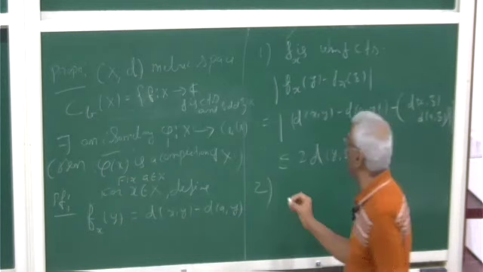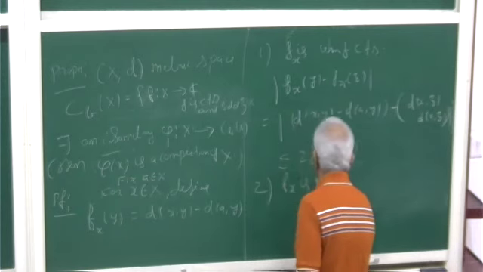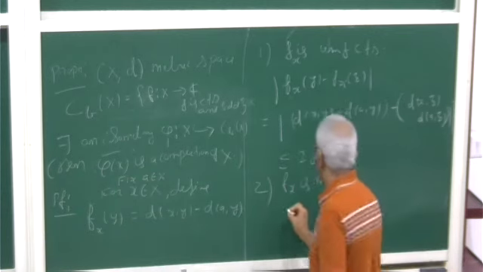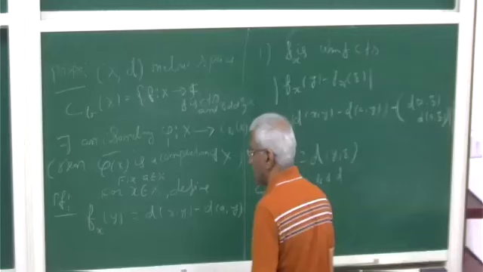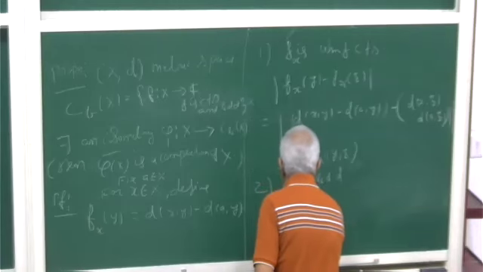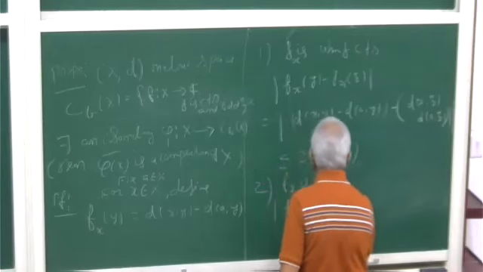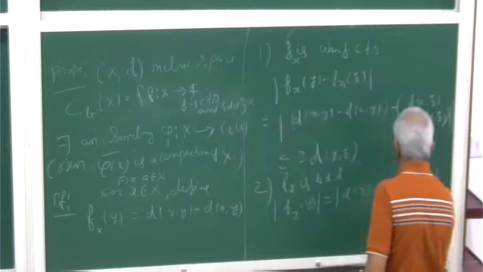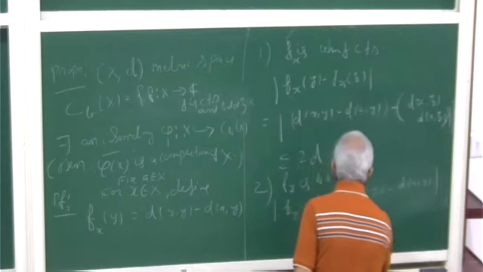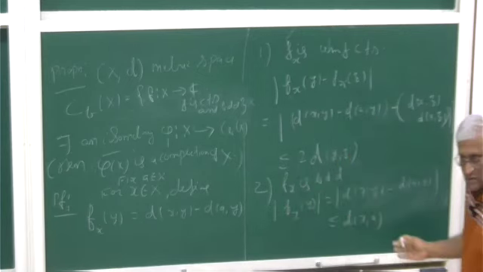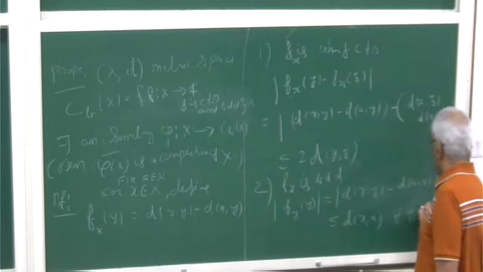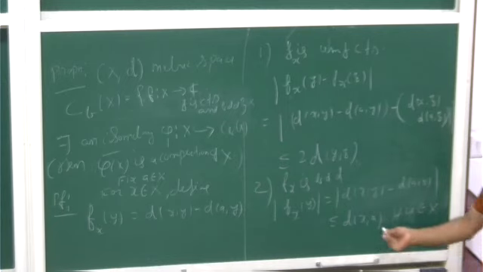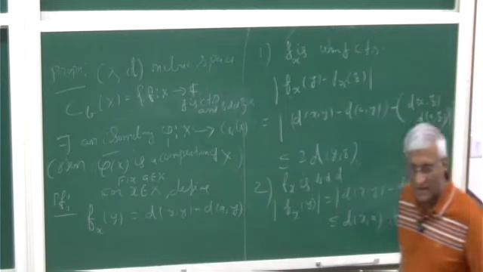So the next thing is f_x is bounded. In fact, we can compute the norm itself. So the modulus of f_x(y), which is equal to d(x,y) minus d(a,y). Y is common. This is less than or equal to d(x,a). This is true for all y. So this is bounded, because something is bounded by something where there is no y here.